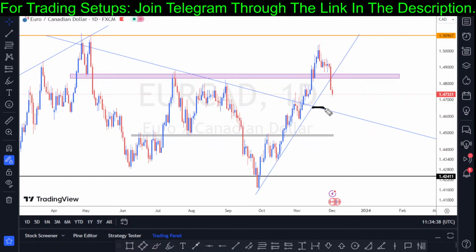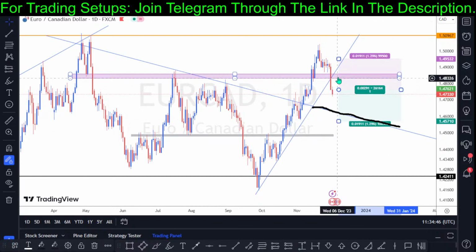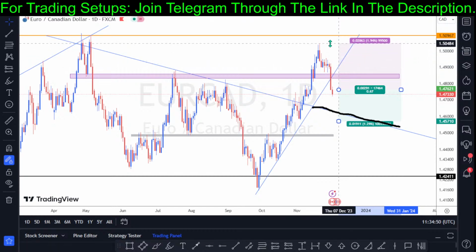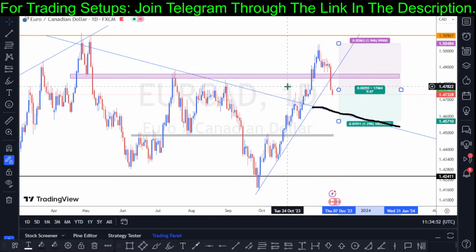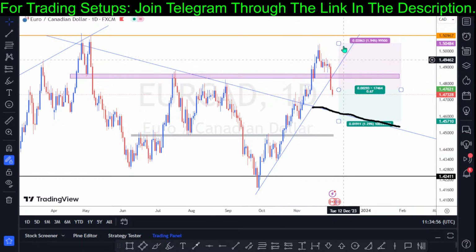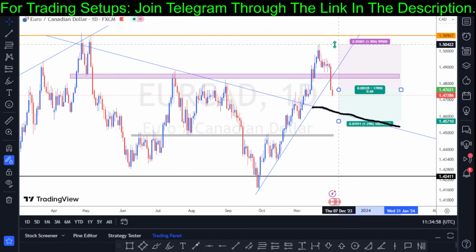What about the dynamic support we have right here? If you want to be making your entry right here, where will you place your stop loss? The best zone to have your stop loss will be at this high, because you are trying to take the switch of trend. You have to place your stop loss at the point whereby the market has to invalidate your trend.